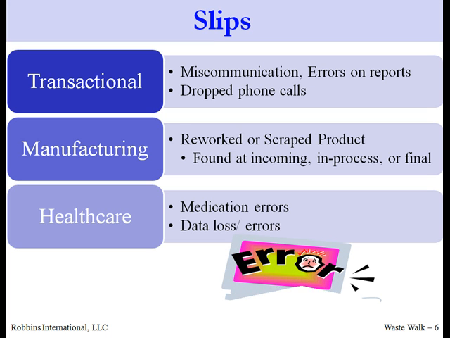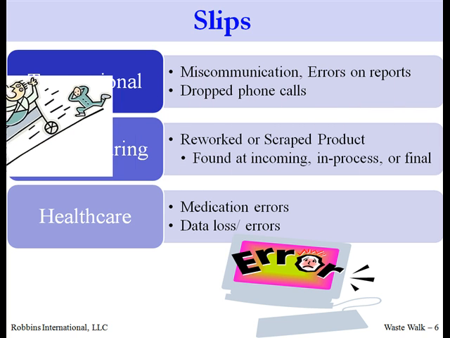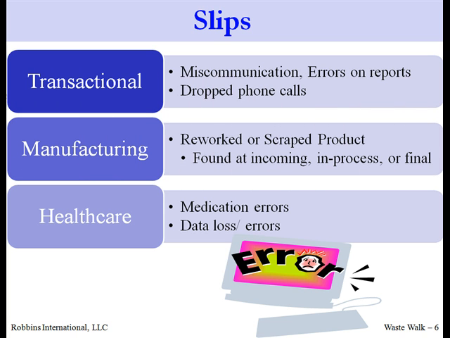S is for slips or defects. Consider the different errors made throughout your processes. Wrong medication or dosage, product that requires rework or perhaps is scrapped. Can we automate or perhaps error-proof tasks so that we don't make mistakes in the workplace? What about simplifying or reducing the variation within our systems to achieve fewer slips?